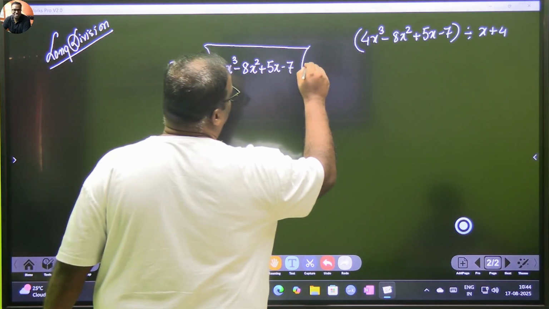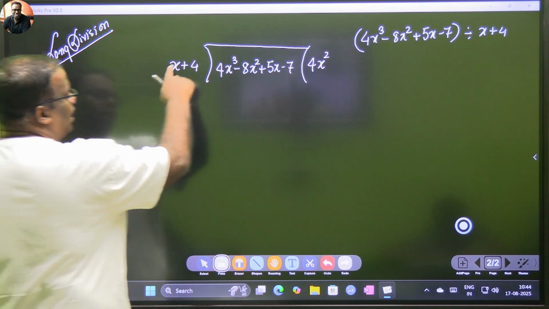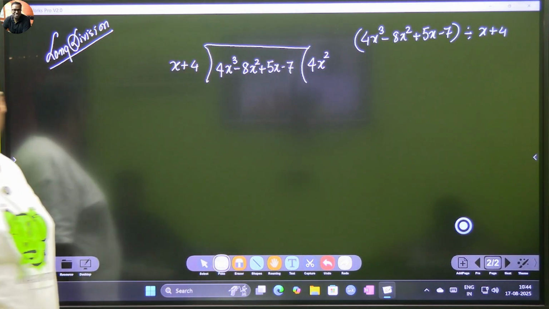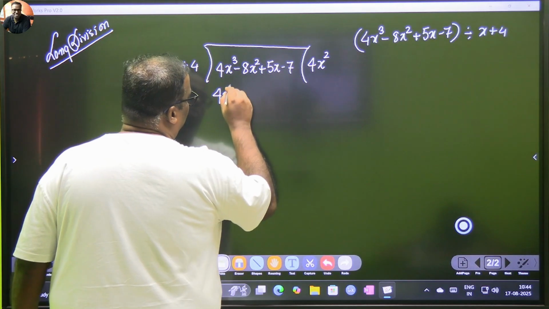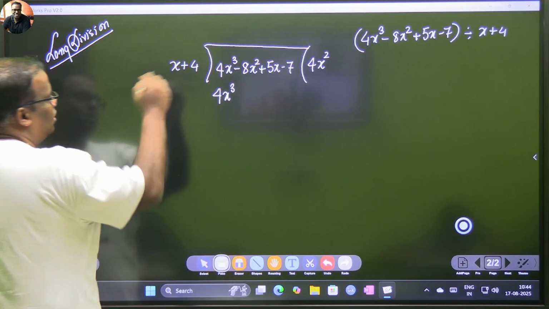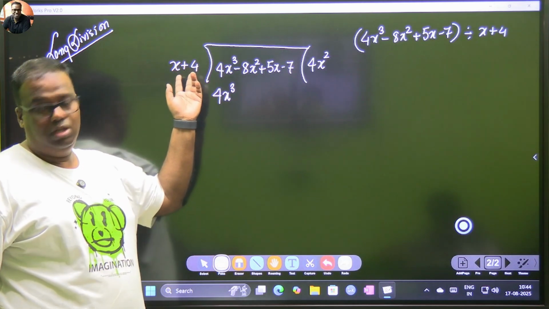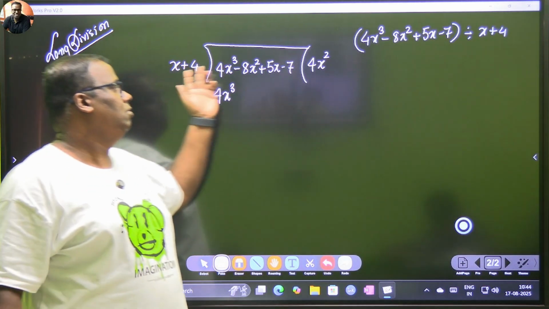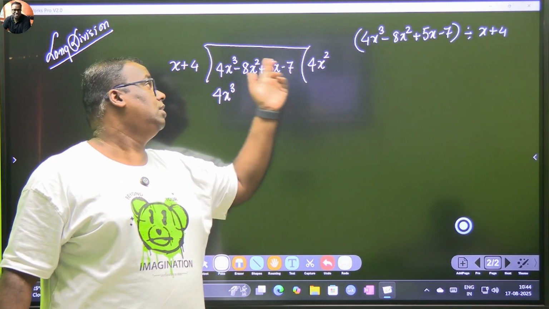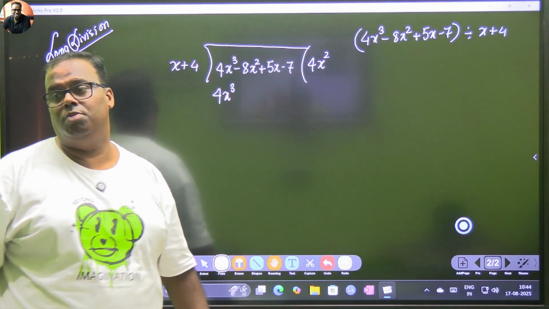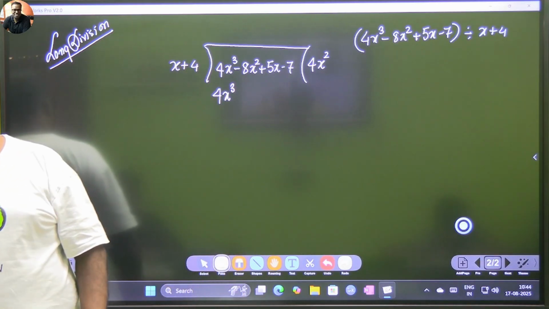So I think I'll multiply with a 4x square. Do you agree? If I multiply x with 4x square, it becomes 4x cube. So what do I write? I write 4x cube. After that, the 4 which is left, along with its sign, so it's plus 4, has no other option but to eat whatever is here. So 4 multiplied by 4x square gives you how much? 16x square.